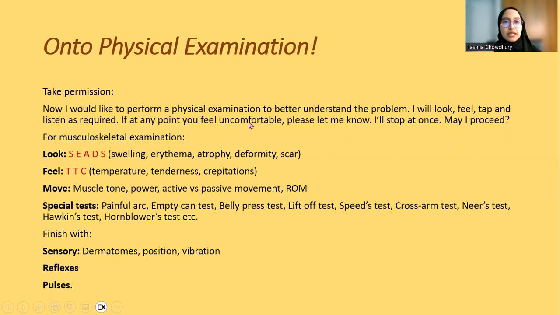So for look, you are doing an inspection, and if there is pain in one limb or one extremity, we check both to compare. So you will be checking both extremities for SIDS. That's another mnemonic. SIDS: swelling, erythema (redness), any atrophy of the muscle, any deformity, and scar.